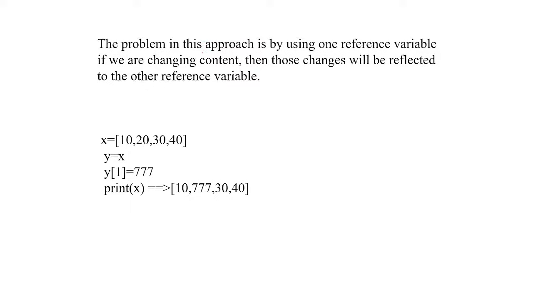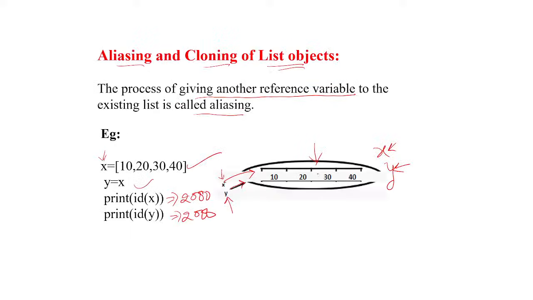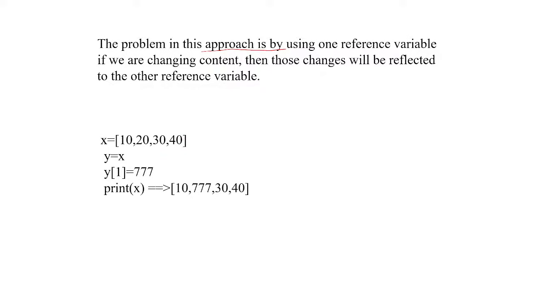So there is a problem in this aliasing. What is the problem? Since I can access the list from this name or this name, if I make a change with one name, the change is reflected in the other name also. That is the problem. For example, this is my list. I gave another name, aliasing. Now if I say y of 1 is equal to 777, what happens here?